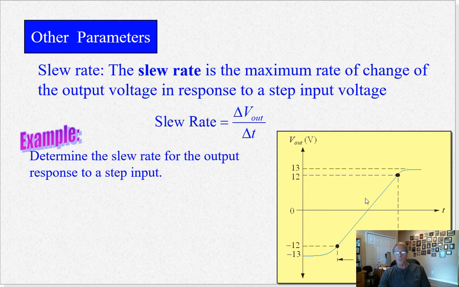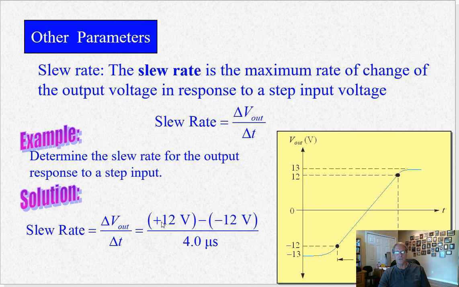Now, one thing, normally we measure between 10% and 90% away from each rail. So this is minus 13 to plus 13, so you'd go 90% of that. They've chosen 12 to 12, which is okay. It's going to be close. Your scope in the lab can measure this automatically, or you can use a graphical method. So we're determining the slew rate for this output, and delta V out is plus 12 to minus 12, so that's 24 volts over 4 microseconds, and we end up with 6 volts per microsecond.